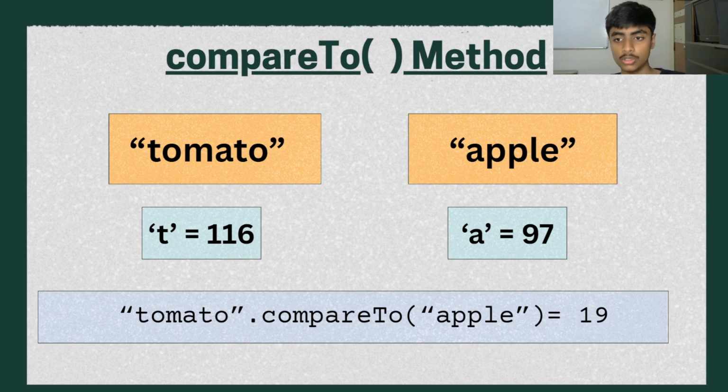And our output also makes sense. We get 19 because that's the difference between the ASCII values of our starting character, and we get a positive 19 because the string tomato exists after the string apple. The number that the compareTo method gives us tells us by what extent this first string tomato exists after the second string apple.